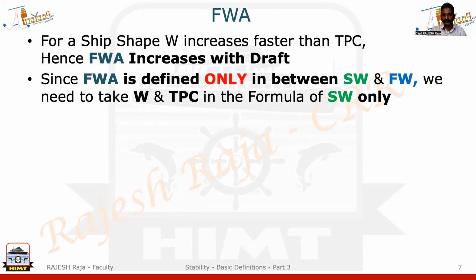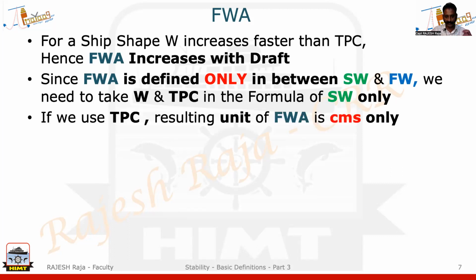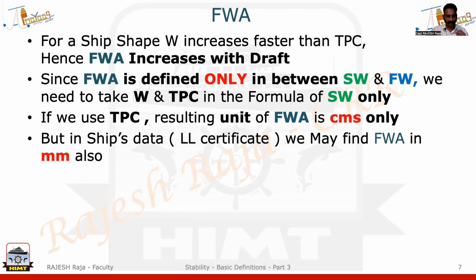Now, this freshwater allowance is defined only between saltwater and freshwater. And when we take the values for calculation with the formula, I'm going to take W and TPC. TPC should be in salt water only. You cannot take any other TPC. So please be careful about it when you're using the freshwater allowance formula. And when you cancel the units, the answer will always be in centimeters. With this formula, the answer is always in centimeters. But you should realize that in load line certificates, you may find freshwater allowance mentioned in millimeters also. That is fine. It's converted into millimeters. But this formula, if I mention it as W by 40 TPC, the answer is always in centimeters.